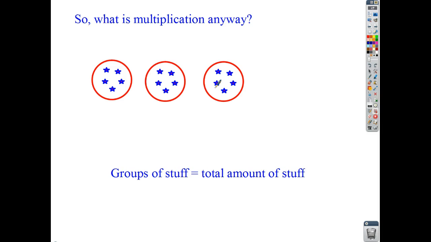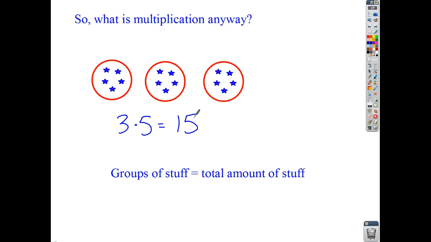But in this case, we have the same group repeated over and over again. I have a group of 5, another group of 5, and a third group of 5. So I have 3 groups of 5. Well, how much stuff is that? If I open up all these groups and put them all together in a big clump, I would get 15. So I have 3 groups of 5, which is equal to 15 total items.